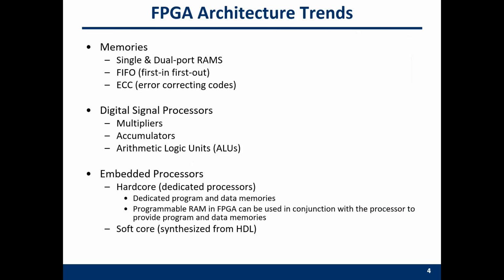So for the memory part, we can have single port or dual port RAMs. Dual port RAMs can support concurrent read and write. We can also have some FIFO, some queues, and we also have some ECC, which can correct errors on these memory components. Now we have a lot of deep learning applications. So we need a multiplier, accumulator, and some dedicated arithmetic logic units, ALU. So these are very common on the state-of-the-art FPGA board.